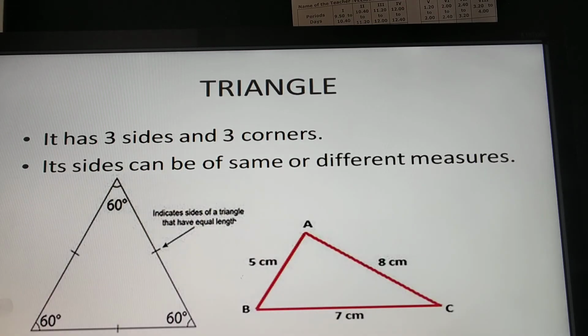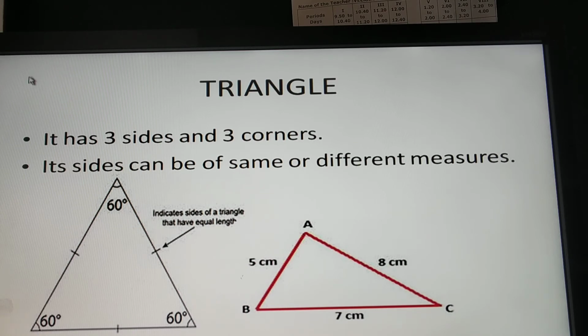Next. So next coming to the triangle. So next is what? Triangle. So triangle means it has three sides and three corners. So how many sides and corners does it has, children? Yes, it has three sides and three corners. This is the first side, second side and the third side. And it has three corners, that is first corner, second corner and the third corner.